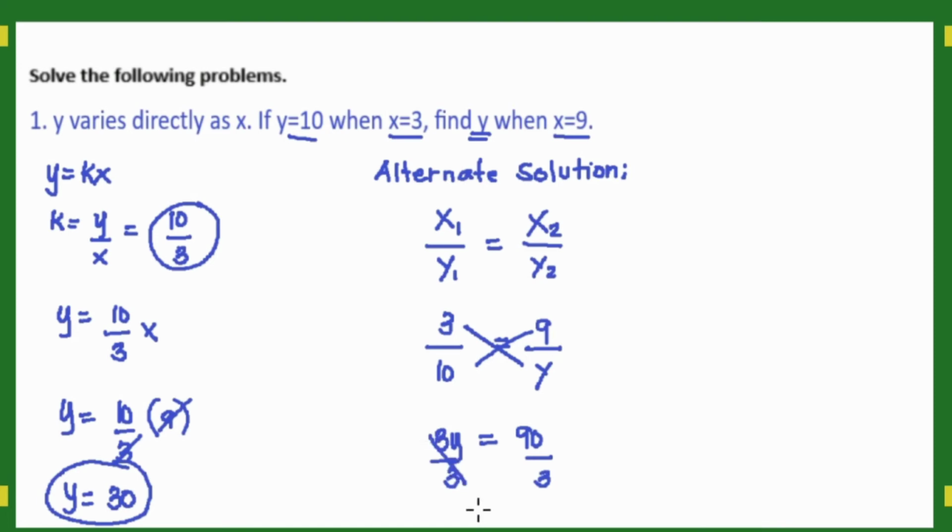3 divided by 3 is equal to 1. So, we have 1y is equal to 90 divided by 3, which is 30. Same answer. Y is equal to 30.